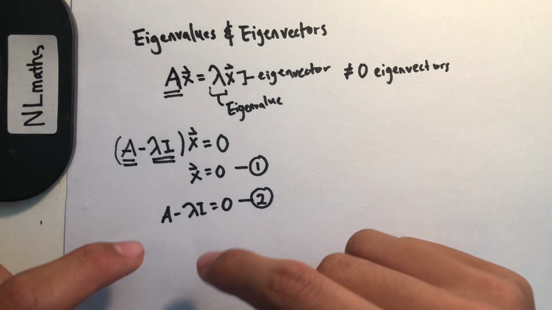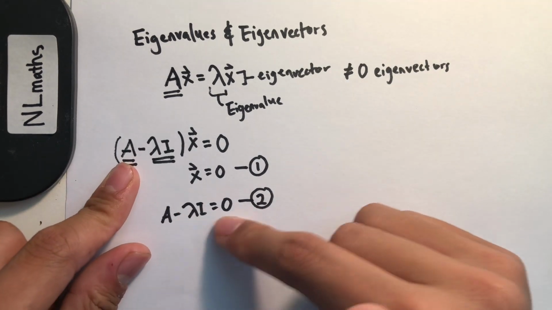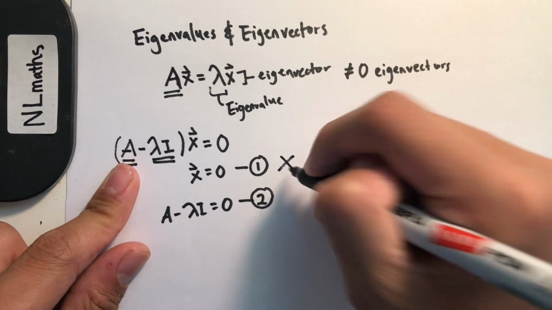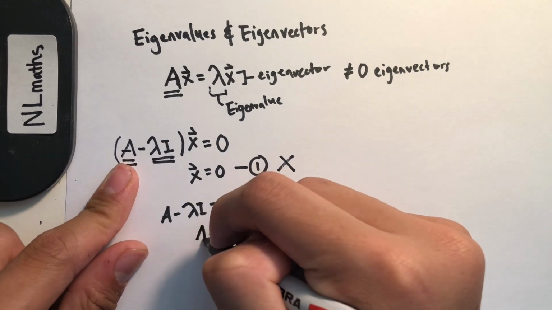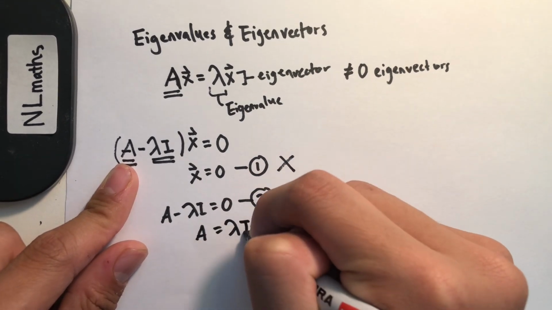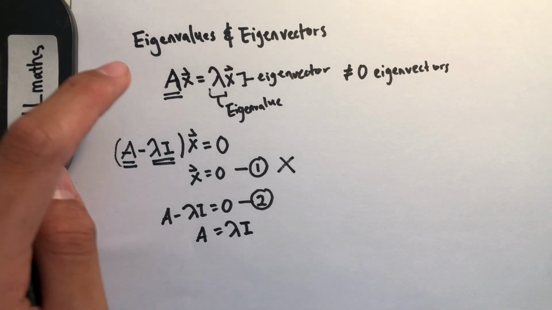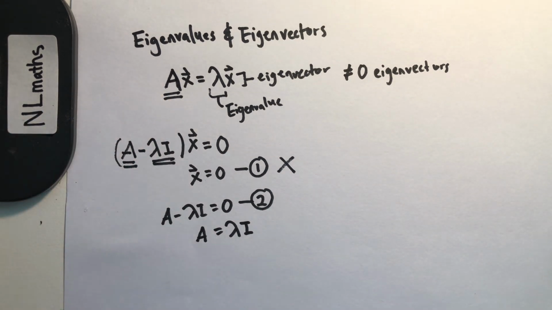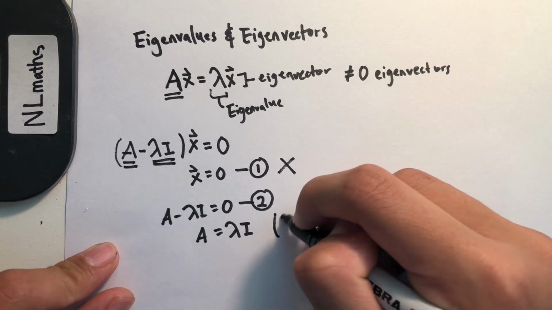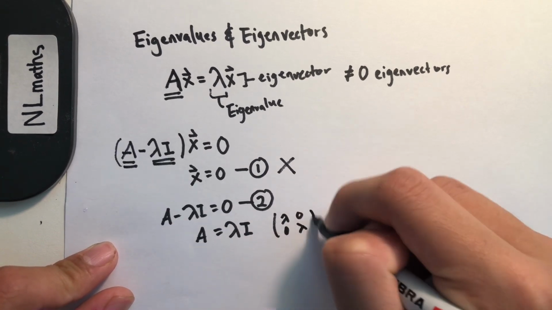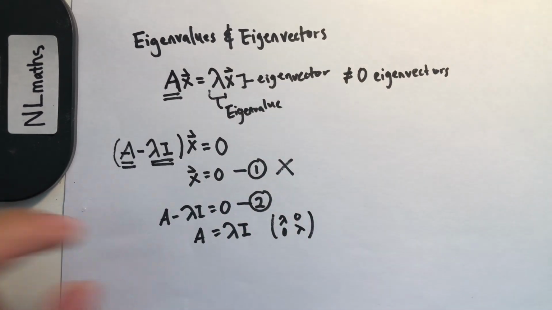So then we look at this one. If we continue, so this one is ruled out. If we look at this one, then that means A equals lambda I. That doesn't make sense either, because if it's a matrix like we want 3, 2, 2, 3, then lambda times I is really just going to be something like lambda 0, 0, lambda. And that's what A has to be, which is almost impossible for any matrix depicting real life.